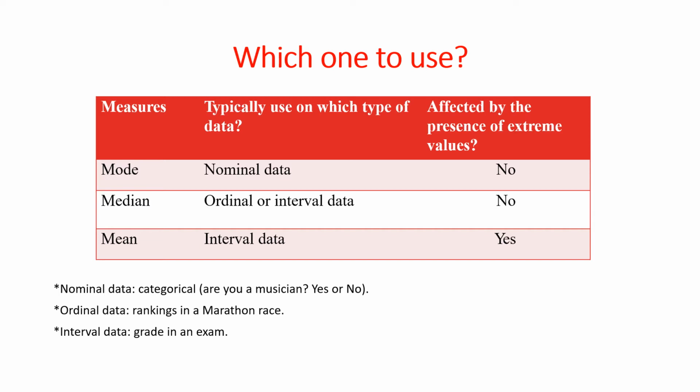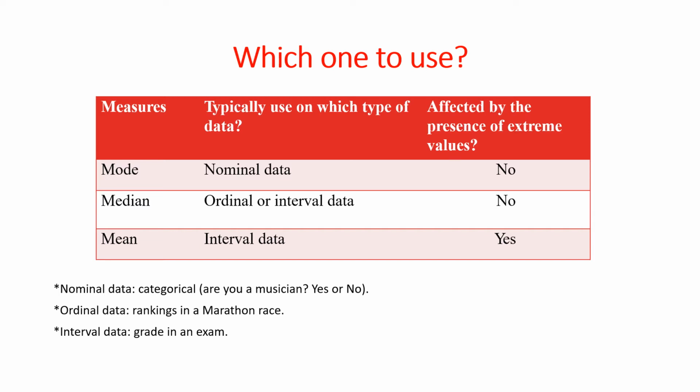If the type of the data you have is nominal data, you definitely need to use mode to present the central tendency of your data, and mode is not at all influenced by outliers. So once you have nominal data like sex, type of aphasia, and degree, these are categorical variables or nominal variables, so you need to use mode.